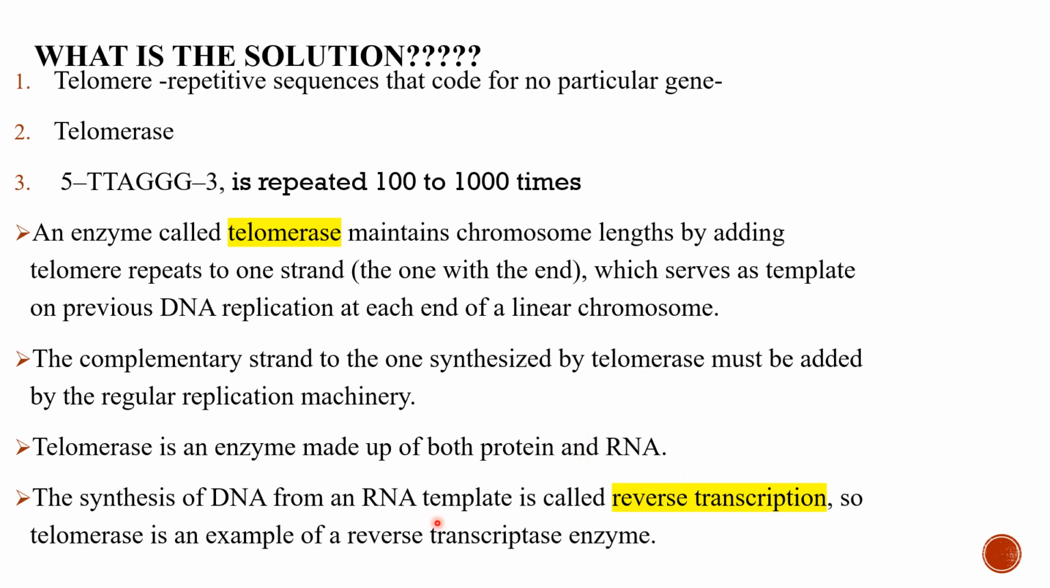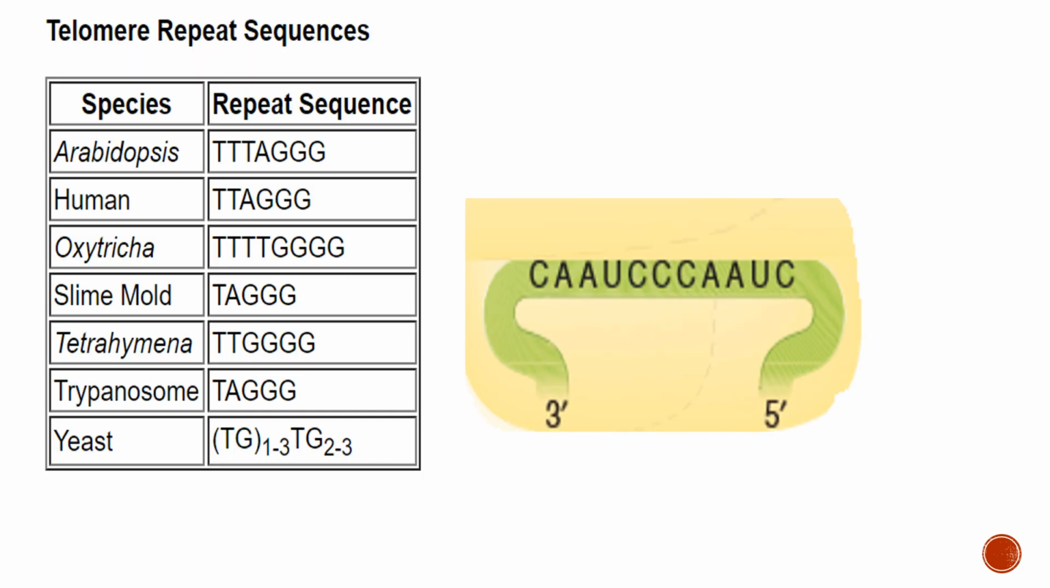So in this slide we can see the organisms and the telomeric ends present in their DNA sequences. In Arabidopsis it is TTAGGG. In human beings it is TTAGGG. And you can check the list. So these DNA sequences which are present at the telomeric end are species specific, in the sense each species will have its own telomeric region, and these sequences are conserved in nature.